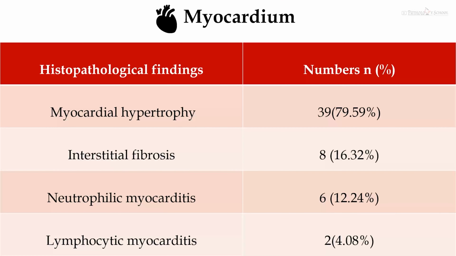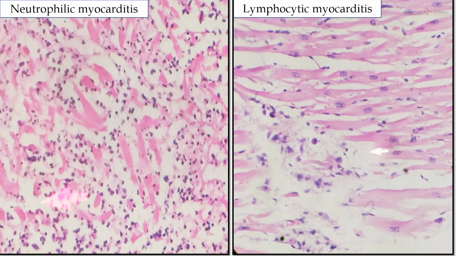Now, the changes seen in the myocardium were predominantly myocardial hypertrophy in 39 cases, followed by interstitial fibrosis in 8, and myocarditis, most probably neutrophilic in 6, followed by lymphocytic in 2. This is a microphotograph of the myocardium showing increased neutrophilic infiltration, and this is a microphotograph showing plasma lymphocytic infiltrate.